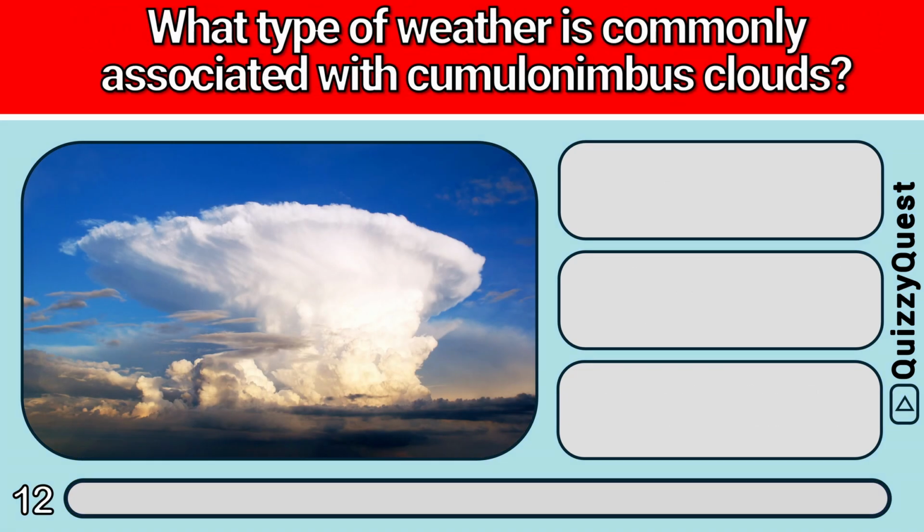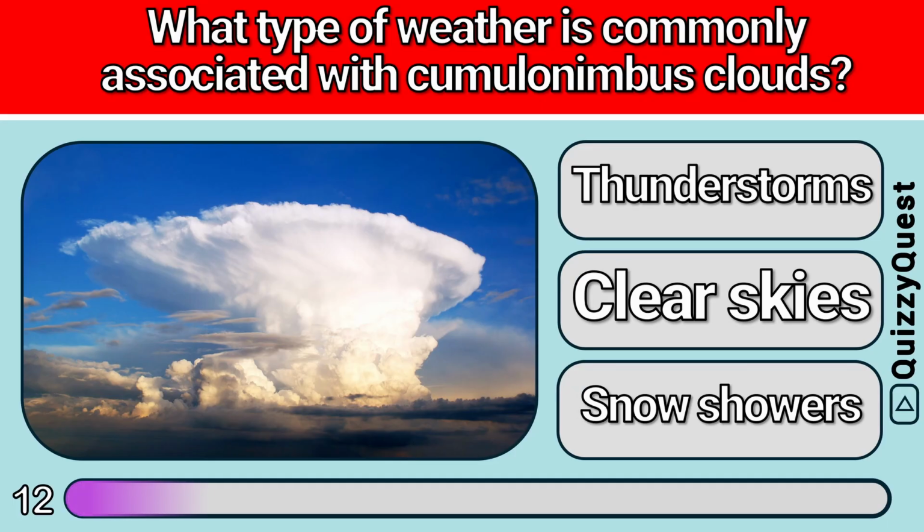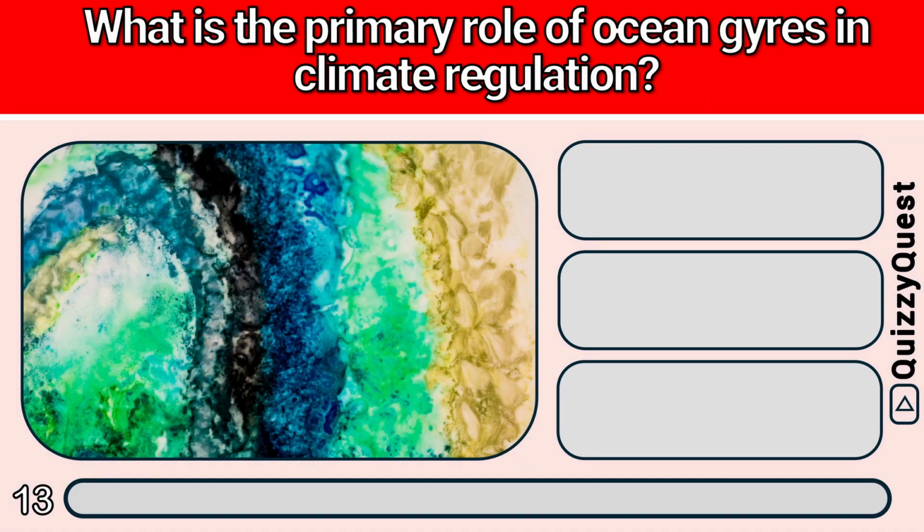What type of weather is commonly associated with cumulonimbus clouds? Is it A, thunderstorms, B, clear skies, or C, snow showers? It is A, thunderstorms. What is the primary role of ocean gyres in climate regulation?